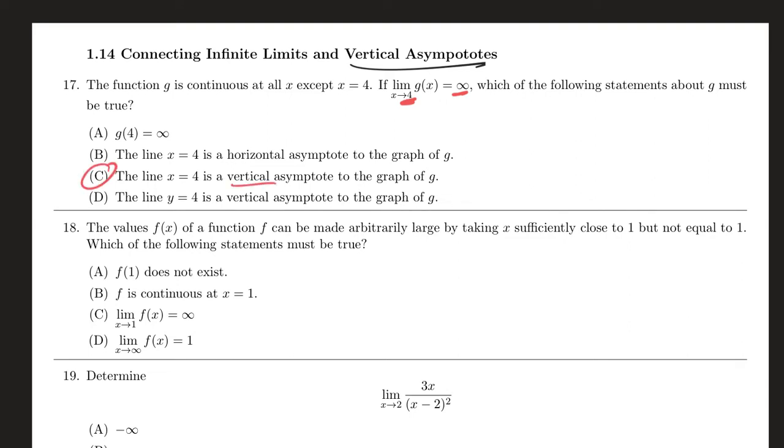The only answer between C and D is x equals 4 or y equals 4. X equals 4 goes in this direction. Y equals 4 goes in this direction. Well, it's vertical, so we want it going up and down. So that's why C is the right answer.